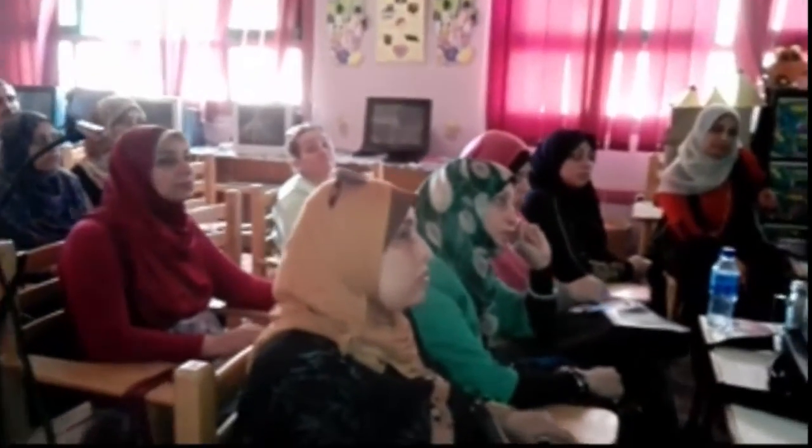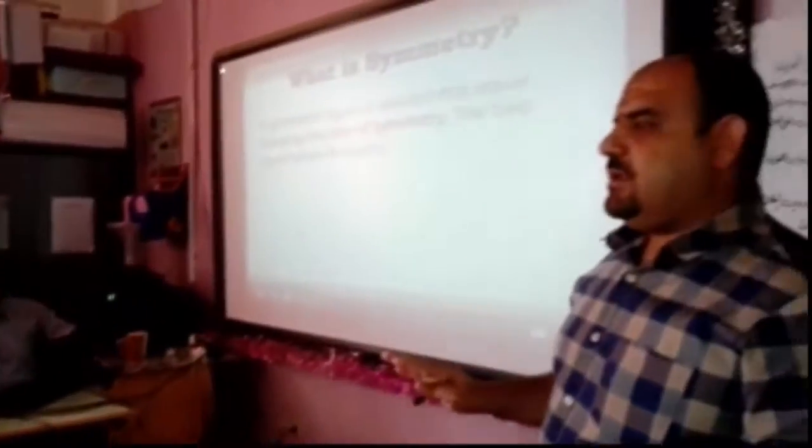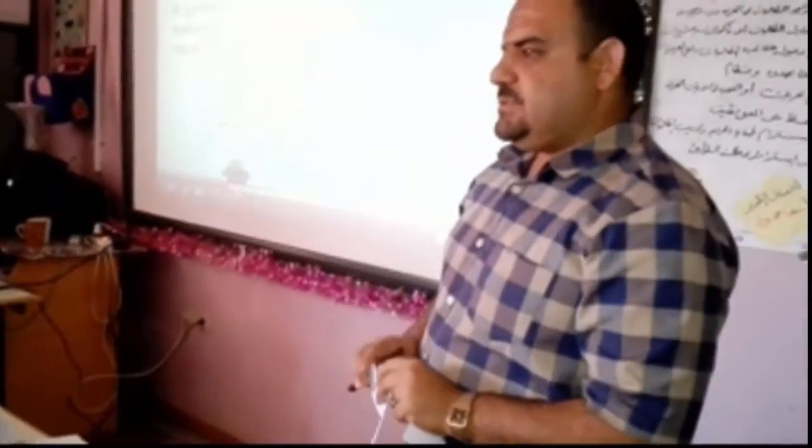Okay. We fold any papers or any shapes. When it gives us congruent parts, it has a symmetrical line. Some shapes have one symmetrical line, or two, or three, or no symmetrical line. It's congruent. Okay.